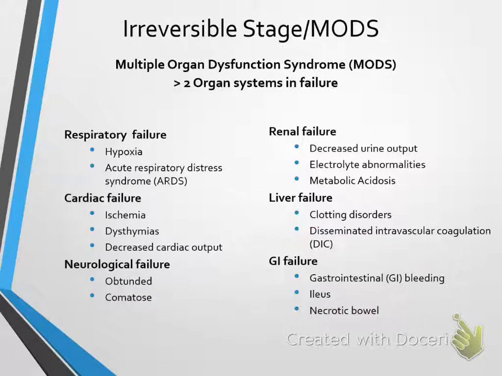Multiple organ dysfunction syndrome just means you've got multiple organ systems in failure. You could have it at any stage of shock. Okay, but I'm definitely putting it under irreversible stage because in irreversible stage, we definitely have multiple organ systems in failure. Does that make sense? Yeah, you're like, no, clear as mud. Let's walk through a couple more.